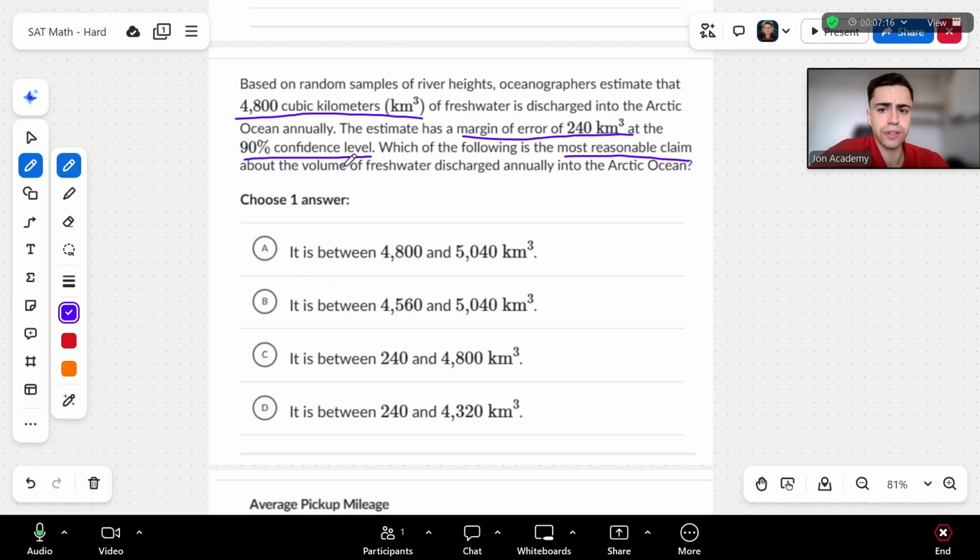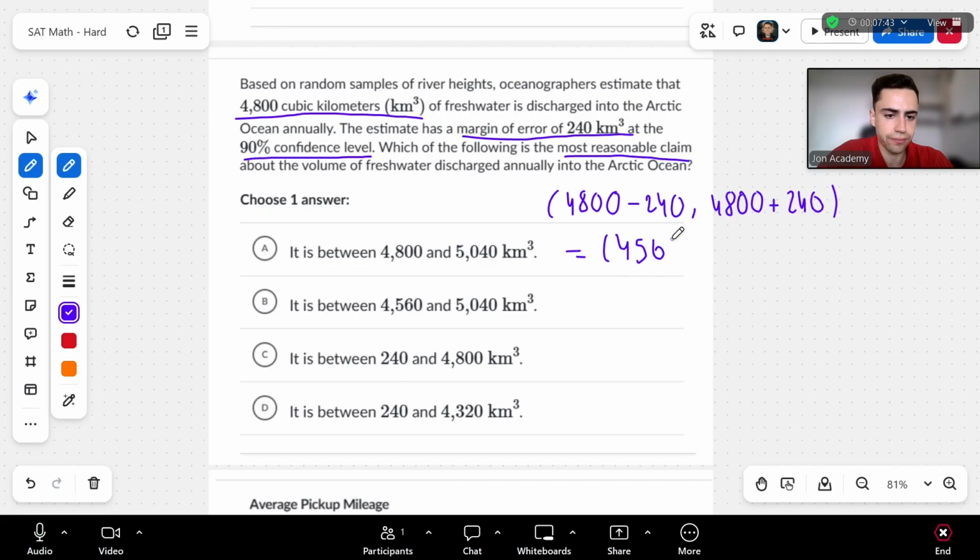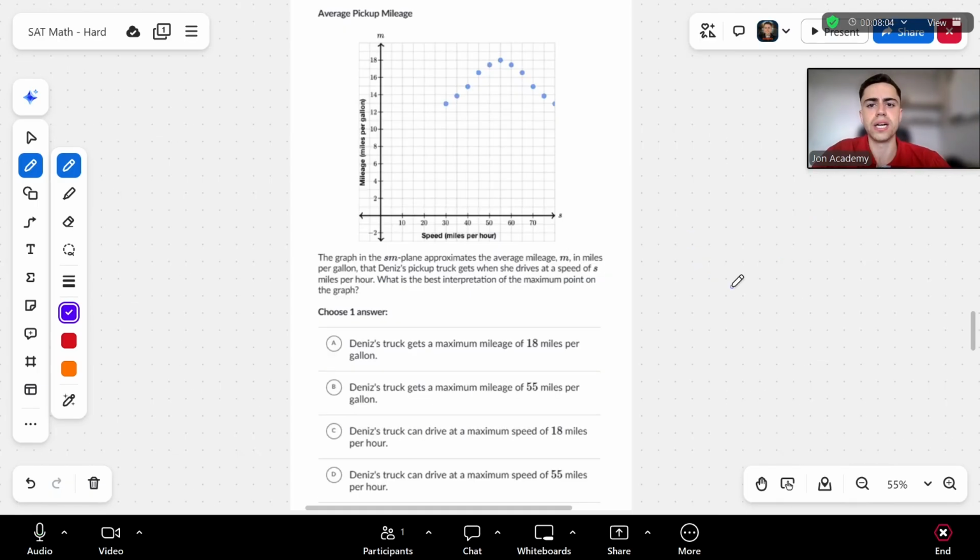So we have a confidence interval, which is going to be 4,800 minus the margin, or 4,800 plus the margin. Now if we calculate this, 4,800 minus 240 is 4,560. And the other one is going to be 5,040. So it's going to be the second option. It's going to be between these two, most probably.